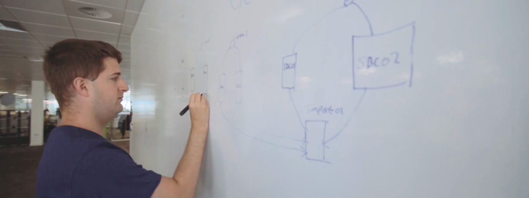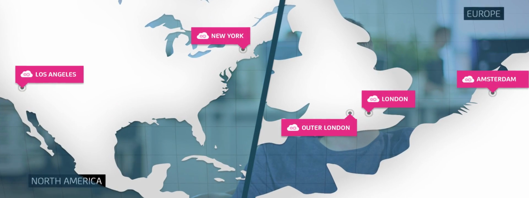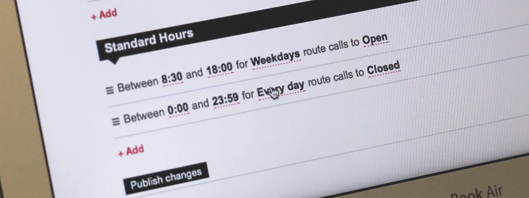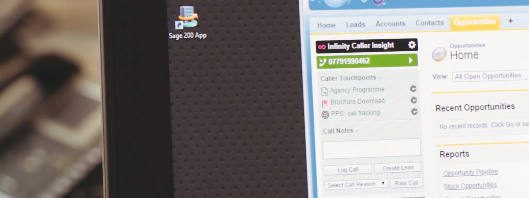Since our journey began in 2010, we now have a distributed network across data centres in the UK, US and Europe. We have integrated into the telephone networks of 50 countries and have access to over 30 million phone numbers worldwide. We have a number of services that run from the Infinity Cloud. Visitor level call tracking, call management, cloud PBX system, as well as a game-changing Caller Insight app for Salesforce or standalone.